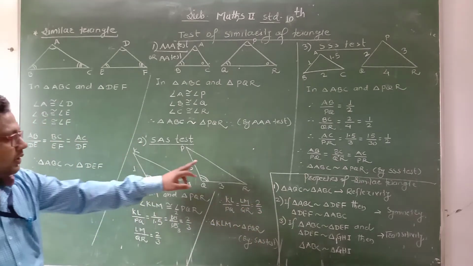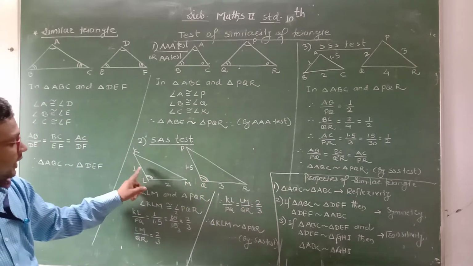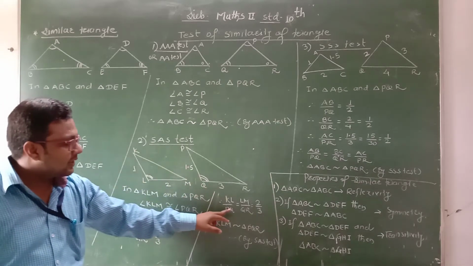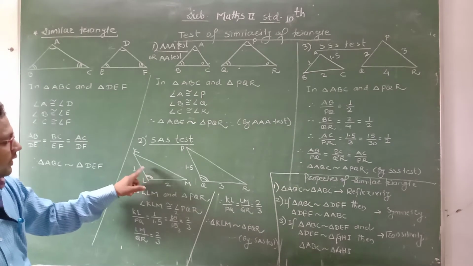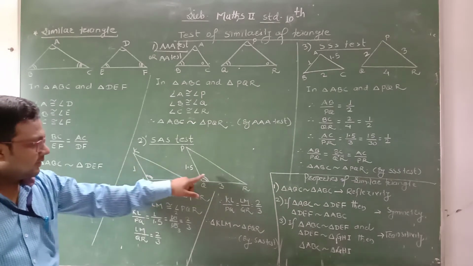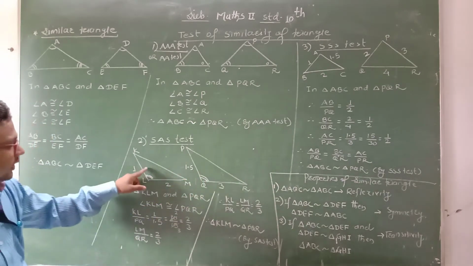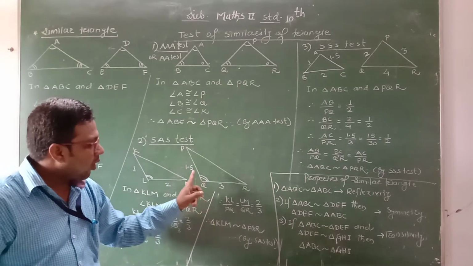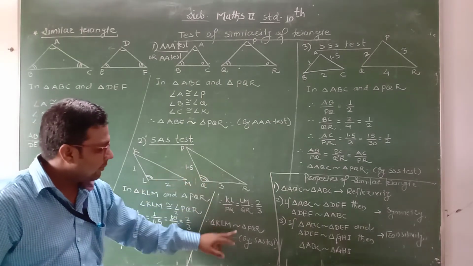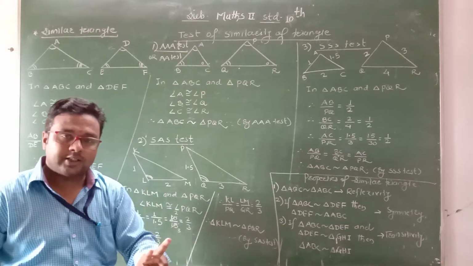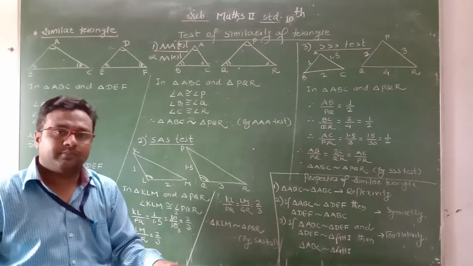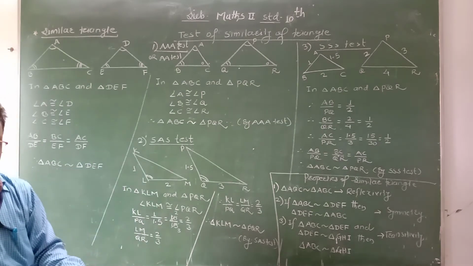Now, in these two triangles, the ratio of two corresponding sides are equal, or are in proportion, and the angle between these two corresponding sides is congruent. Therefore, these two triangles are similar by the side angle side test. Two corresponding sides and the angle between these two corresponding sides are congruent.